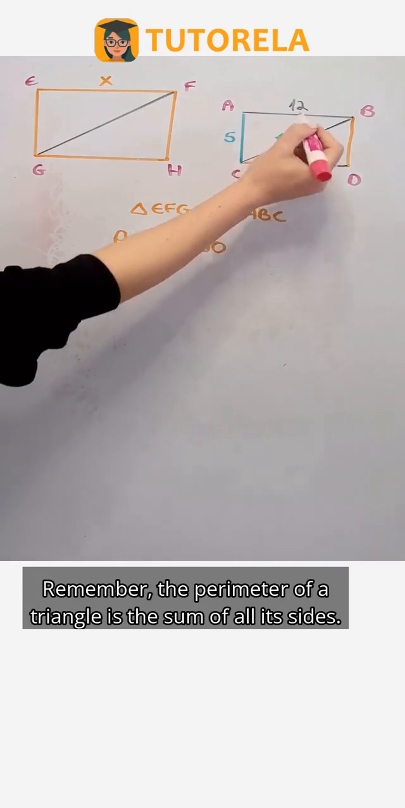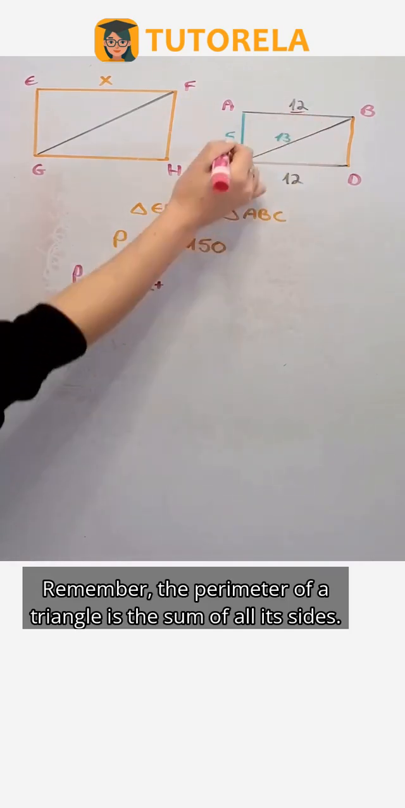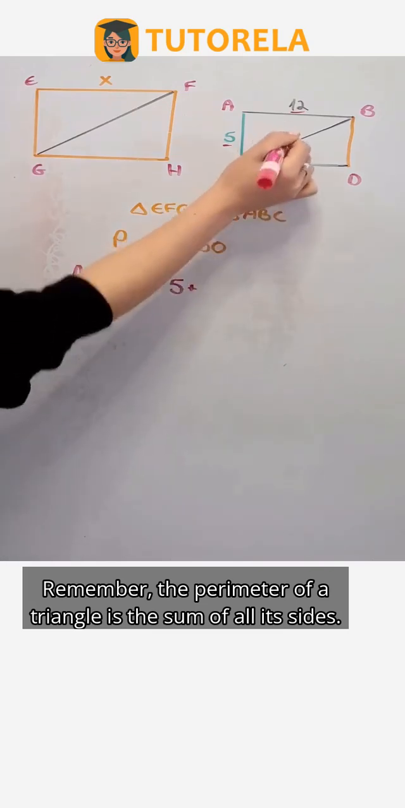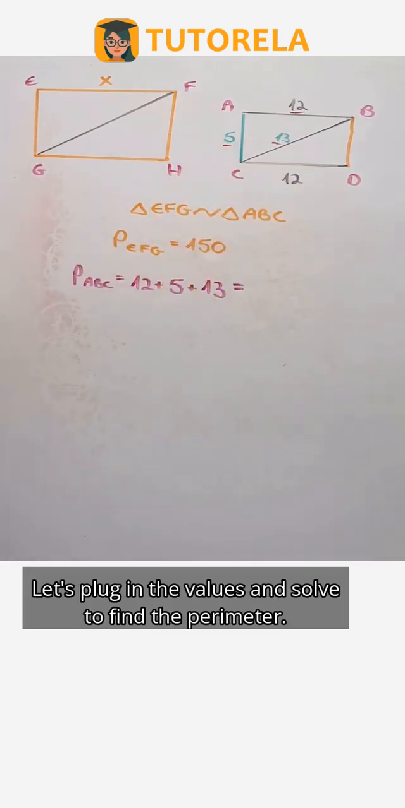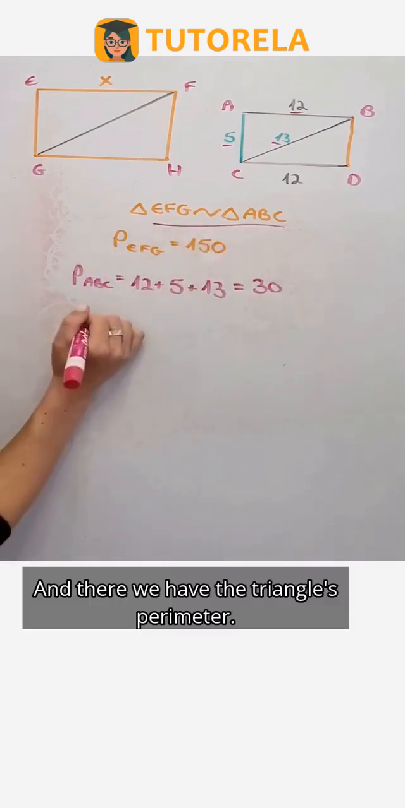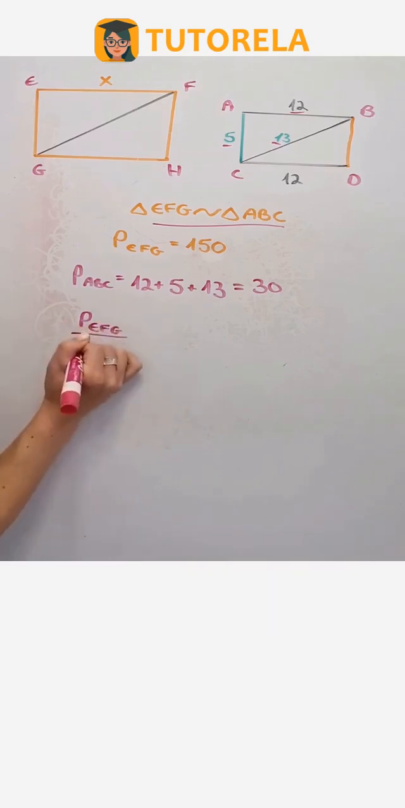Remember, the perimeter of a triangle is the sum of all its sides. Let's plug in the values and solve to find the perimeter. And there we have the triangle's perimeter.